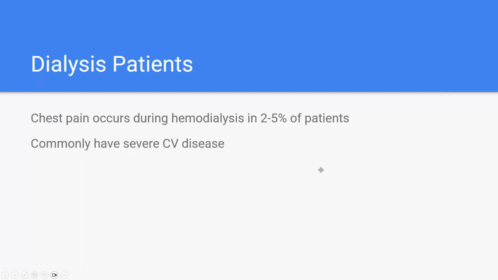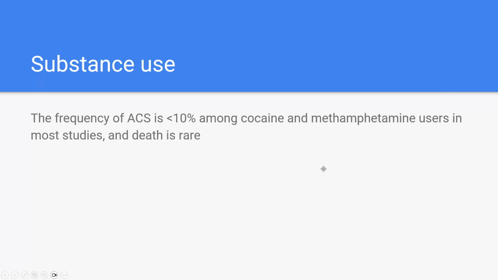Dialysis patients frequently have chest pain on dialysis. They commonly have severe cardiovascular disease. I guess that's all there is to that. And then substance use, of course, very frequently have chest pain, cocaine and meth users. But the frequency of ACS is rare, less than 10%, it is still fairly common, but death is rare. Chest pain and substance use makes me think less about ACS.